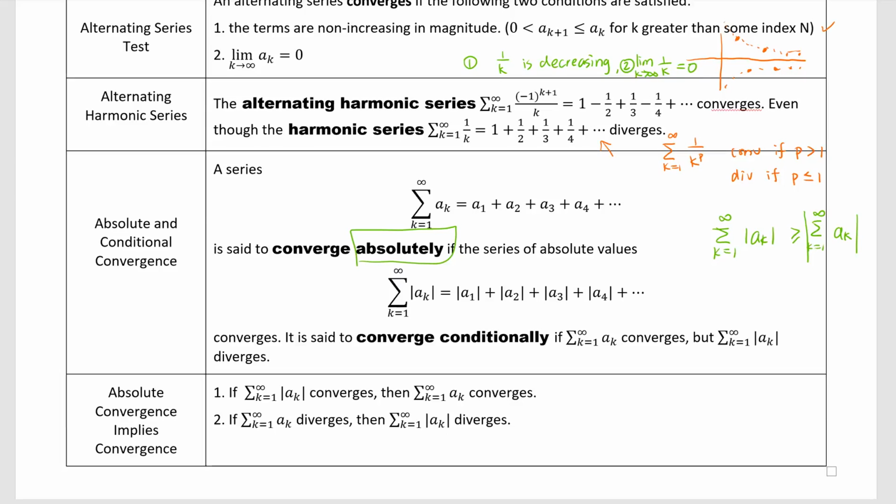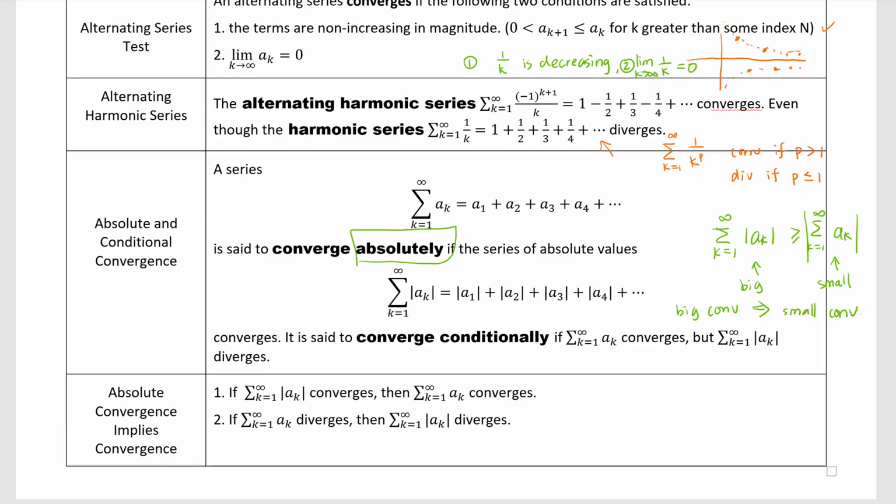Okay, everybody? So that's why you can think of this as the big guy and this as the small guy. So if we know the big guy converges, that implies the small guy also converges. Right, everybody? So if the series of the absolute value of a sub k converges, the series itself must converge. And this is said to converge absolutely.